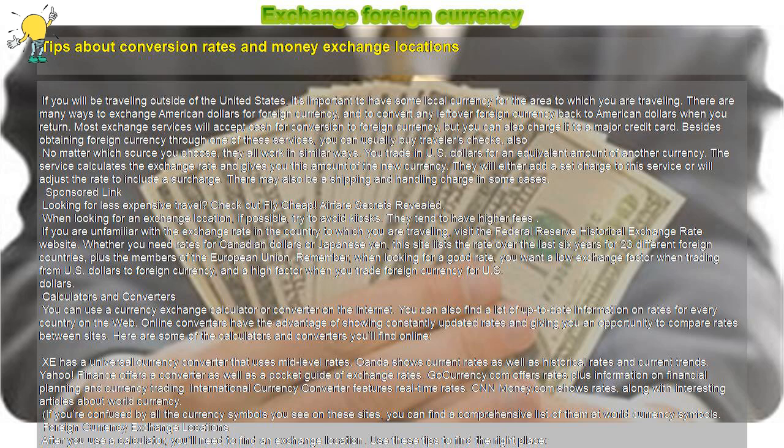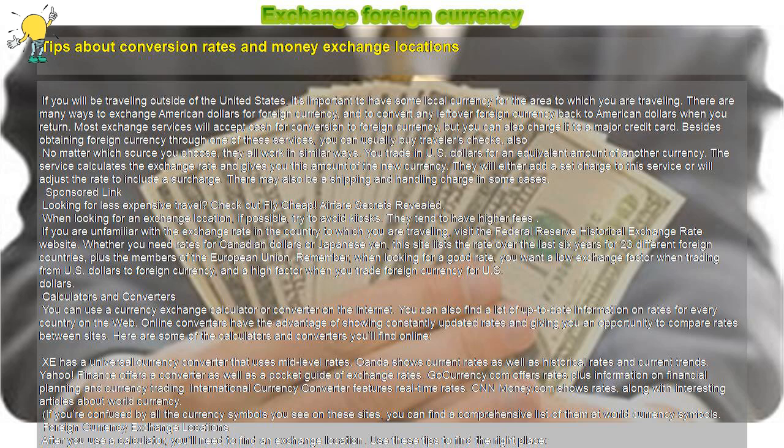XE has a universal currency converter that uses mid-level rates. ONDA shows current rates as well as historical rates and current trends. Yahoo Finance offers a converter as well as a pocket guide of exchange rates. GoCurrency.com offers rates plus information on financial planning and currency trading.